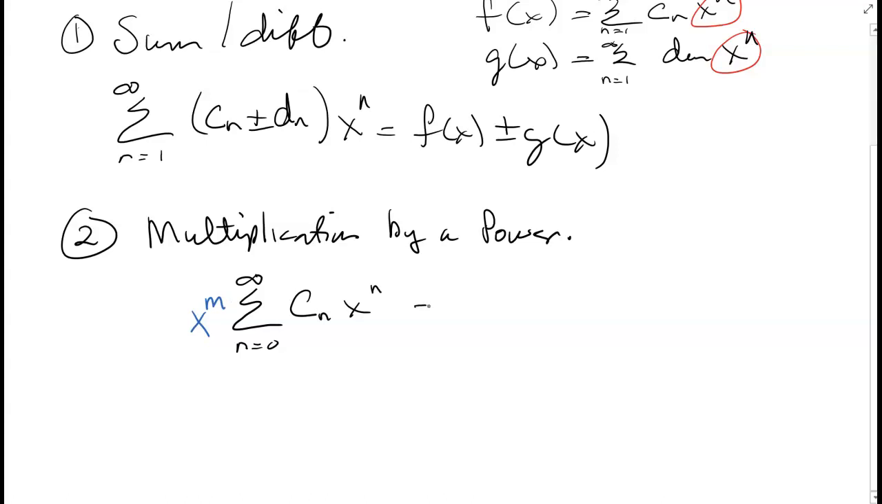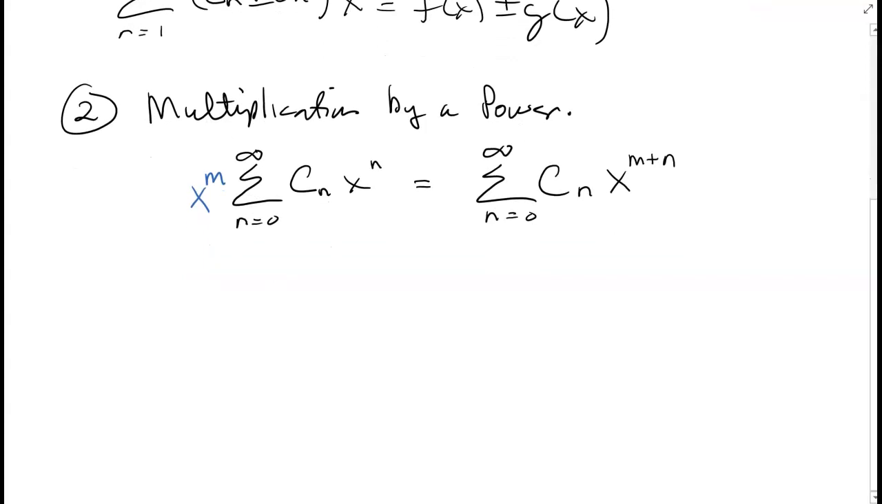You can go ahead and distribute it inside the series by doing m plus n. Sorry, you hear barking in the background. Some craziness going on. So in other words, if you have x to the third, then this becomes x to the n plus 3. All right, so that's another thing you can do with your series. Hopefully you won't hear that barking too badly.